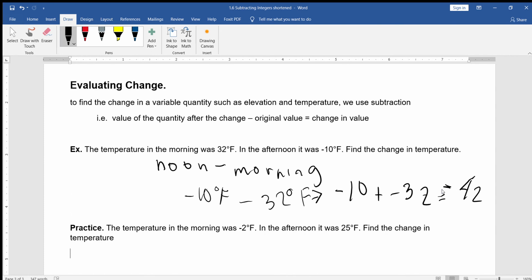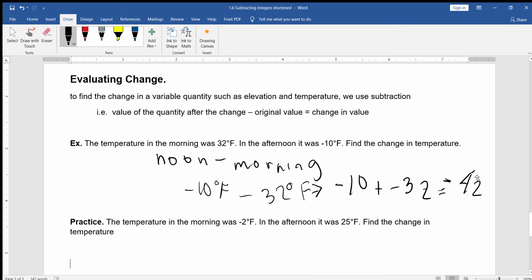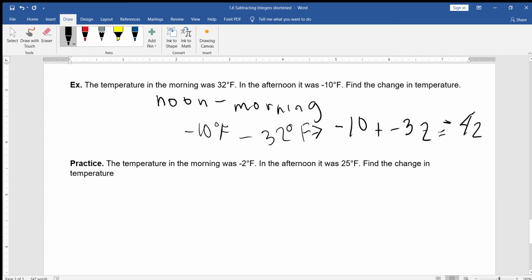So I want you guys to do the same thing on the practice. Try it on your pause the video right here and try to do this part by yourself, and then we'll do it. Okay, hopefully you guys did it. First thing first, we're going to do the practice. We're just going to use this as the template. Noon minus morning.